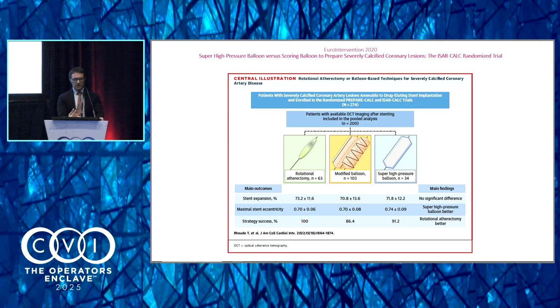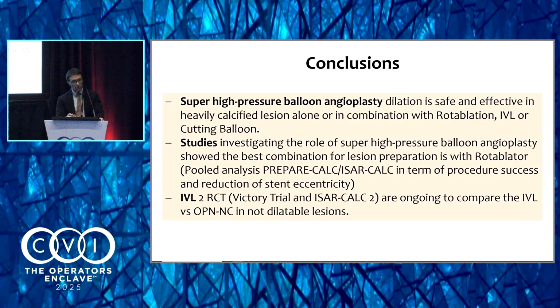can see that the rotablator gives you the maximal strategic success. You cross the lesion, you can prepare the lesion with the rotablator. But the maximal stent eccentricity, which is a parameter of how well you expand your coronary artery, is not achieved with the cutting balloon, but with the OPN NC. So personally, to treat such kinds of lesions with the rotablator, I use the OPN NC balloon because the data and the pooled analysis support that. So I'm really curious to know the result of the VICTORY trial at TCT this year. Just can't wait to use that. Thank you very much.